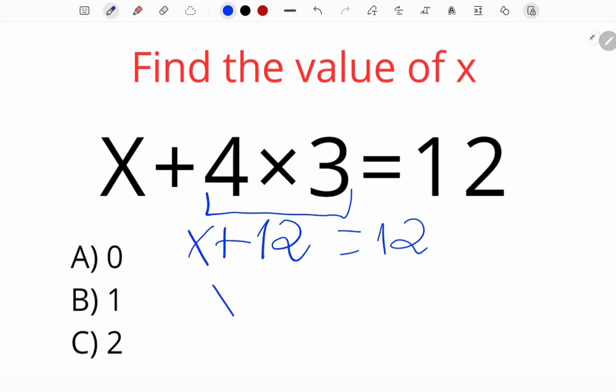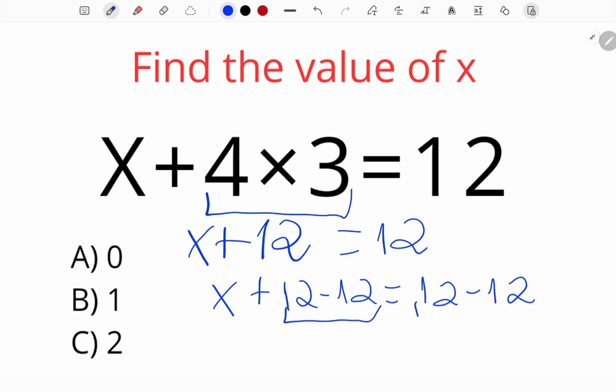Let's subtract 12 from both the left and right sides of the equation. So we have x plus 12 minus 12 equals 12 minus 12. When we subtract 12 from 12, the result is 0. So the equation now becomes x plus 0 equals 0. We know that adding 0 to any number doesn't change the value of that number. So x equals 0.